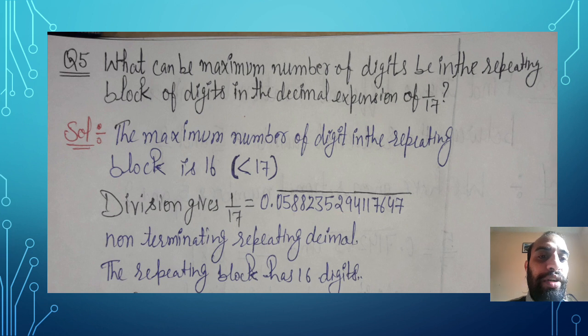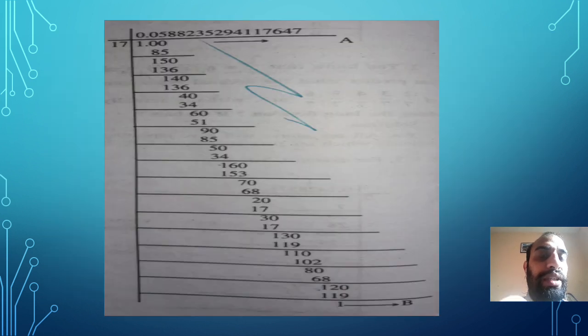So this is a non-terminating repeating decimal. This repeating block contains 16 digits. Have a look over this division. So you can start in this way.